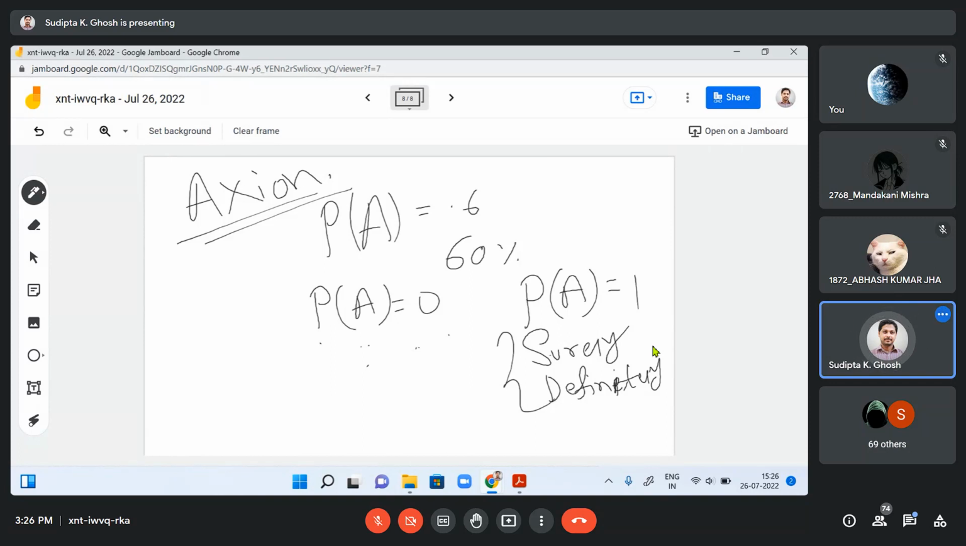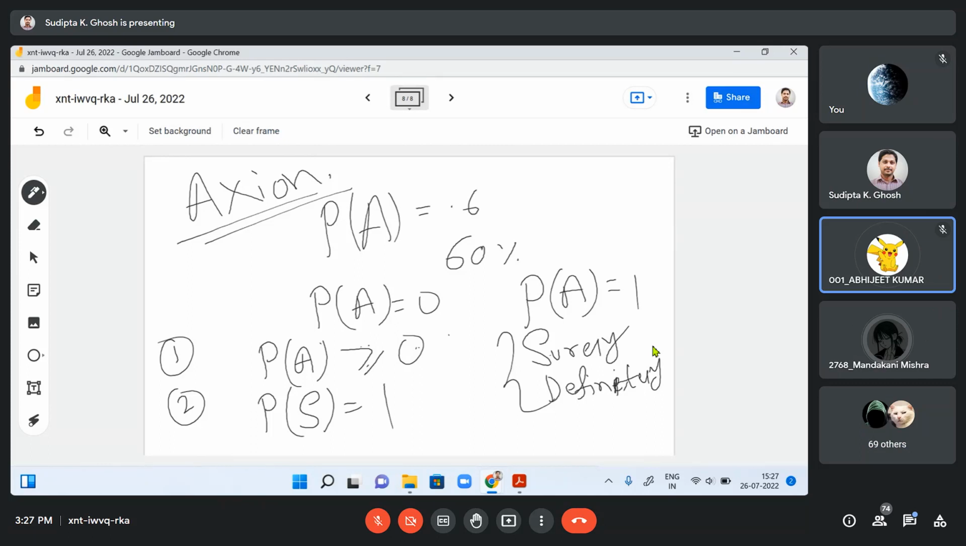So axiom number 1: for any event A, we are writing P of A is always greater than or equal to 0. For any event, the probability of the event is always greater than or equal to 0. Axiom number 2: probability of S is equal to, anyone can tell me? P of S is always equal to 1.